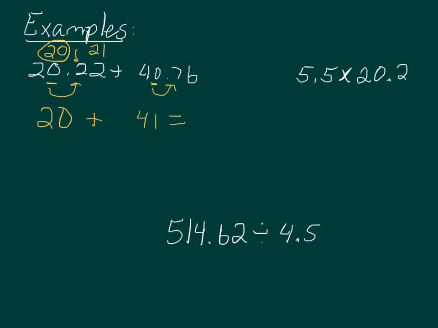Now we can add those up. That's easy to do in your head. The answer would be 61. That's the purpose of rounding. Remember, round first. Okay, so multiplication, 5.5 times 20.2.